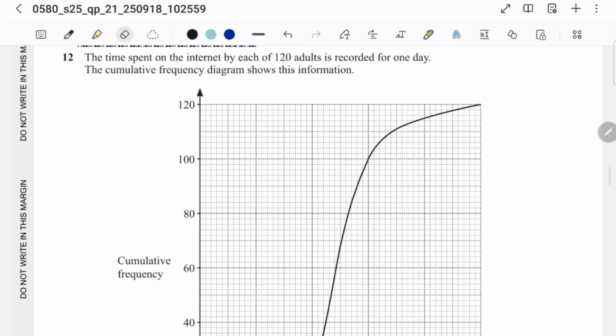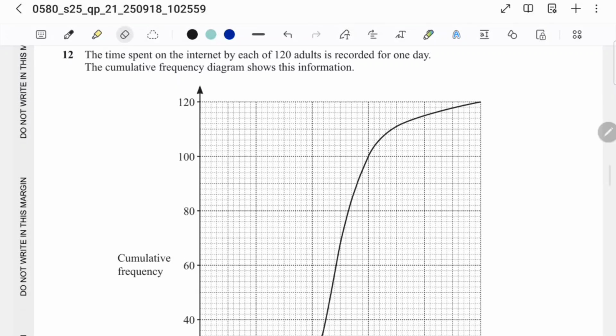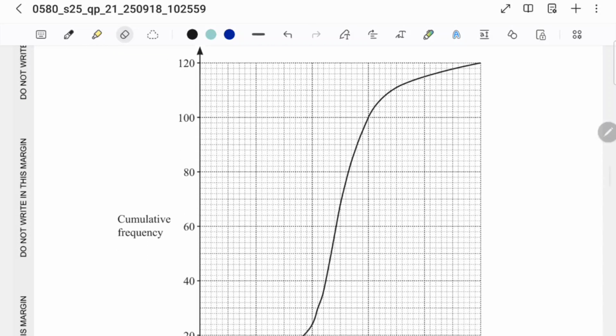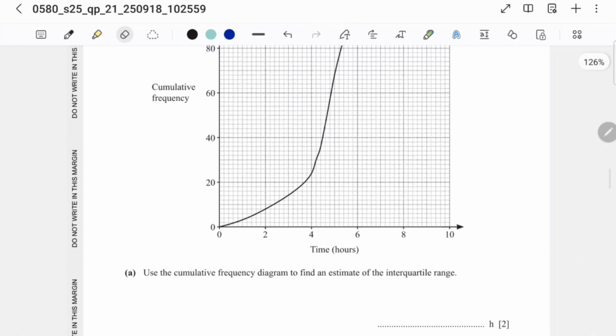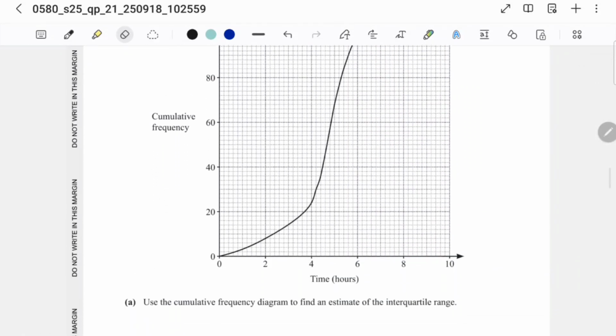The time spent on the internet by each of the 120 adults is recorded for 1 day. The cumulative frequency diagram shows this information, and they're asking us to use the cumulative frequency diagram and find an estimate of the interquartile range. Interquartile range means find out the lower quartile and upper quartile and then find out the answer. So the total frequency is here, which is 120.